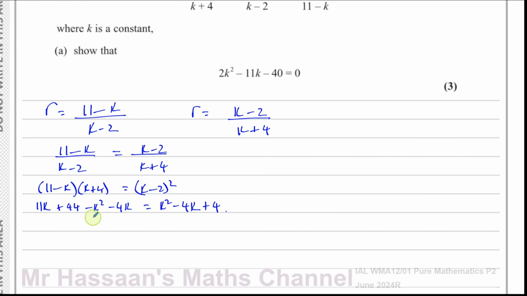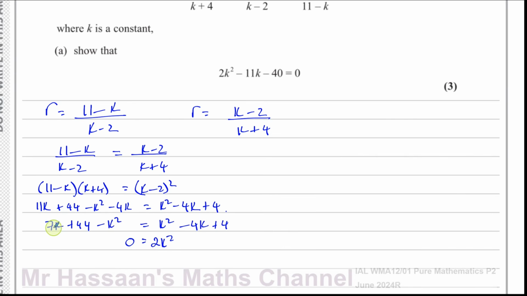Okay, let's simplify this side as much as possible first. So we have 11k minus 4k, which is 7k. So we have 7k plus 44 minus k squared equals k squared, take away 4k plus 4. Now we can show that this is the case. We got k squared. I'll get rid of everything from this side, so the k squared is positive. So I'm going to add k squared to both sides. That's 2k squared.